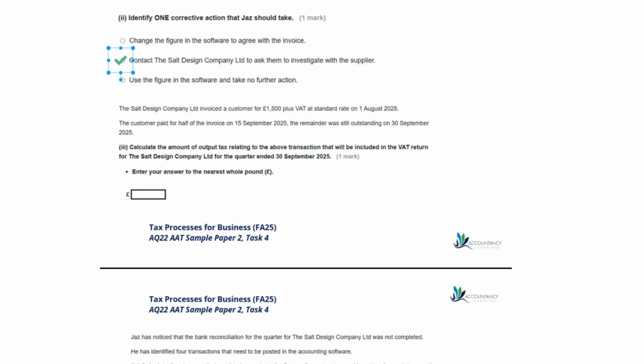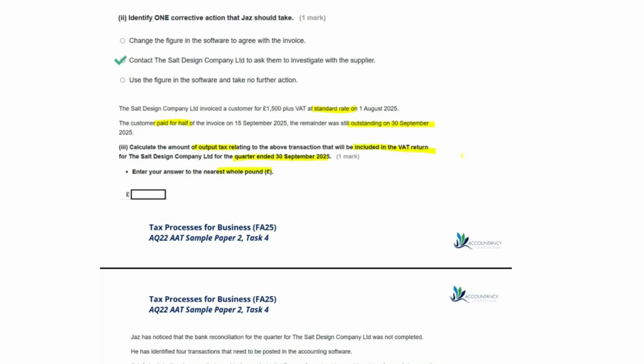The Salt Design Company invoiced a customer for £1,500 plus VAT at a standard rate on the 1st of August 2025. The customer paid for half of the invoice on the 15th of September, and the remainder was still outstanding on the 30th of September 25. We need to calculate the amount of output tax relating to the above transaction that will be included in the VAT return for the Salt Design Company for the quarter ending the 30th of September 25, and we answer to the nearest whole pound.